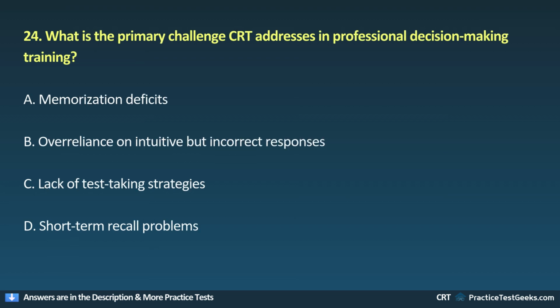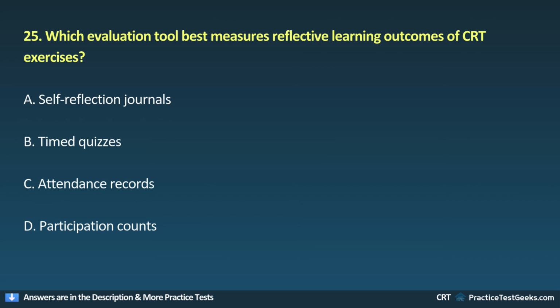24. What is the primary challenge CRT addresses in professional decision-making training? A. Memorization deficits. B. Over-reliance on intuitive but incorrect responses. C. Lack of test-taking strategies. D. Short-term recall problems.